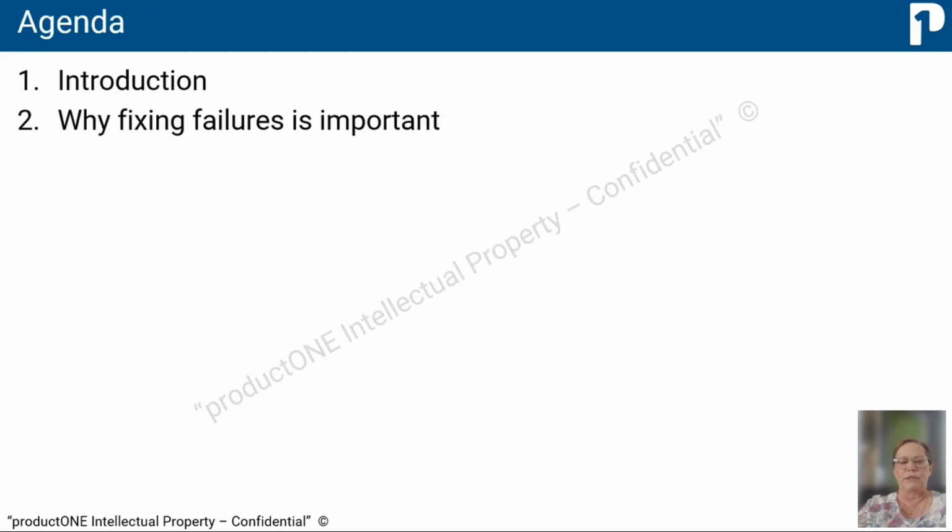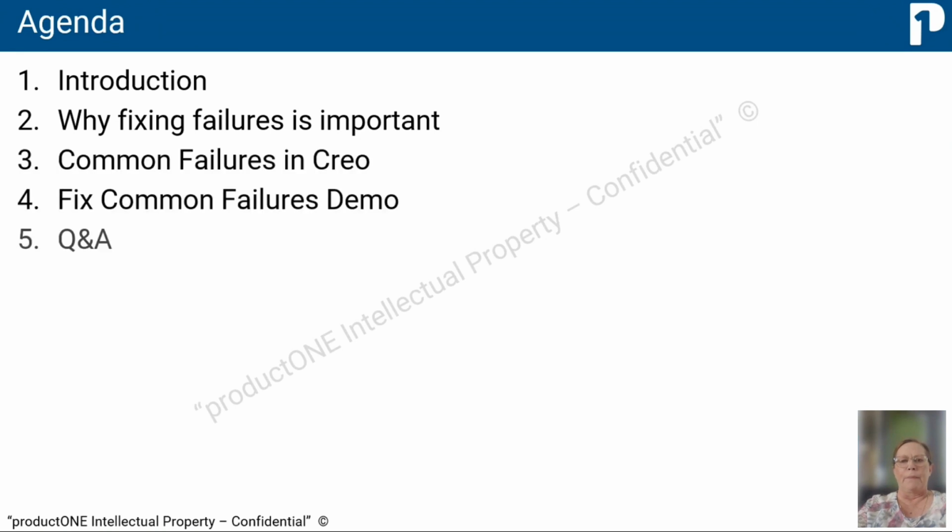Very quick agenda: some introductions, a short discussion on why it's really important to fix assembly failures. Very often they just go ignored. Then Reginald is going to go through some common failures that do crop up in assemblies and show us how to fix some of those, and then there's going to be an opportunity for Q&A at the end.